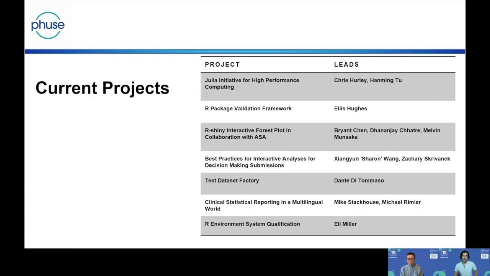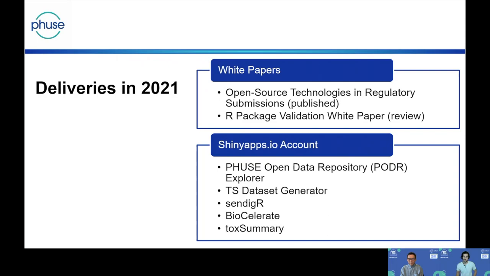and some great work coming out of there as well. Finally, we have the R Environment System Qualification project that is brand new, just getting started up now, looking at a framework for documentation of an R Environment System Qualification and how we can automate that process and make it easier for companies to adapt and build their own environments for use of the R programming language. And with that, I'll hand it over to Hanming to talk about some progress over the last year.